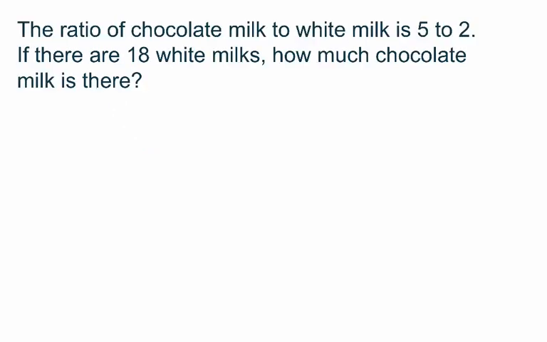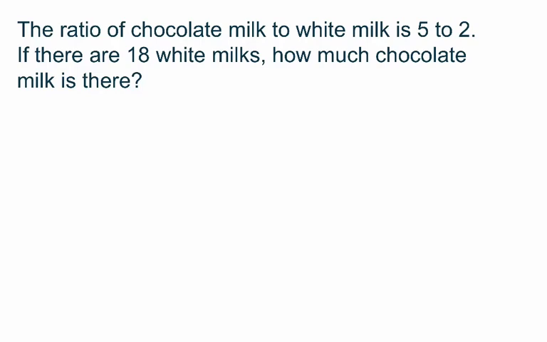For this next problem, I want you to try to solve it first. The question reads, the ratio of chocolate milk to white milk is 5 to 2. If there are 18 white milks, how many chocolate milk is there? Pause your video now and try to solve before I do. Hopefully you've taken the time to solve it. I'm going to begin now.